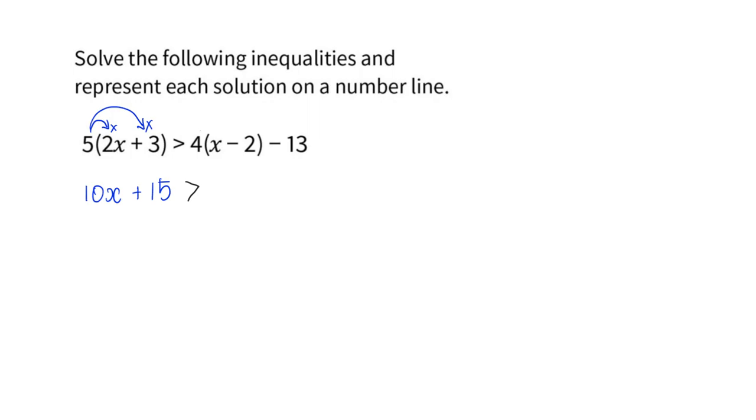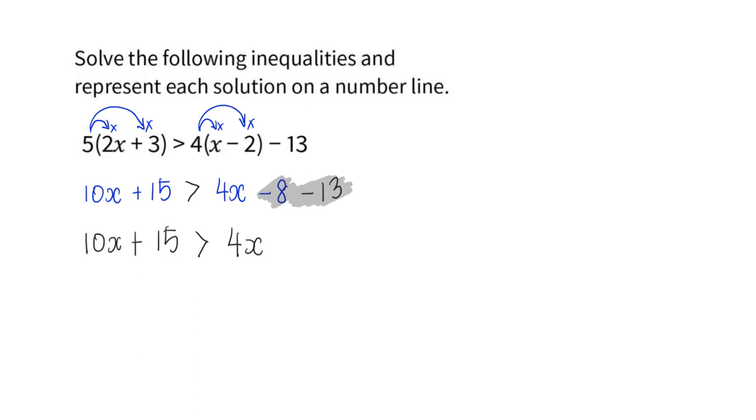Do the same. 4 times x, 4x. 4 times negative 2 is negative 8. I still have my negative 13. Next, I would then like to just simplify first. And I will have 4x. Negative 8 minus 13. This will give me negative 21.